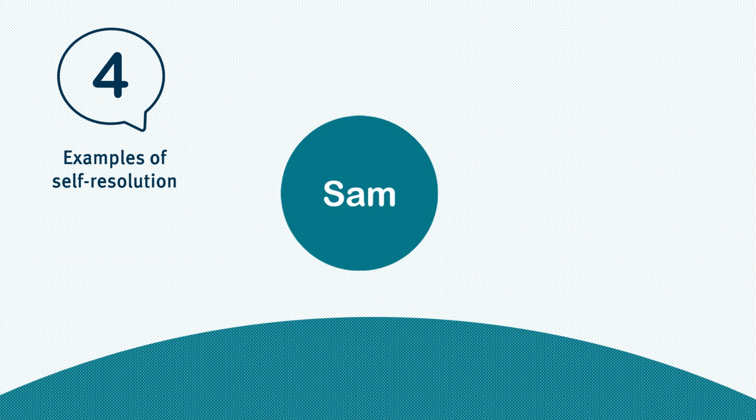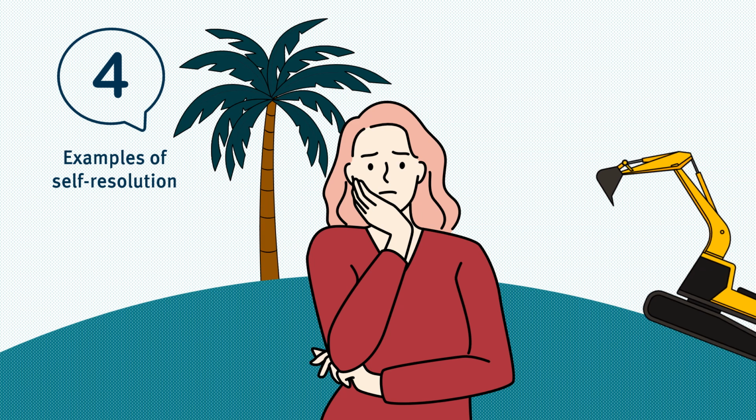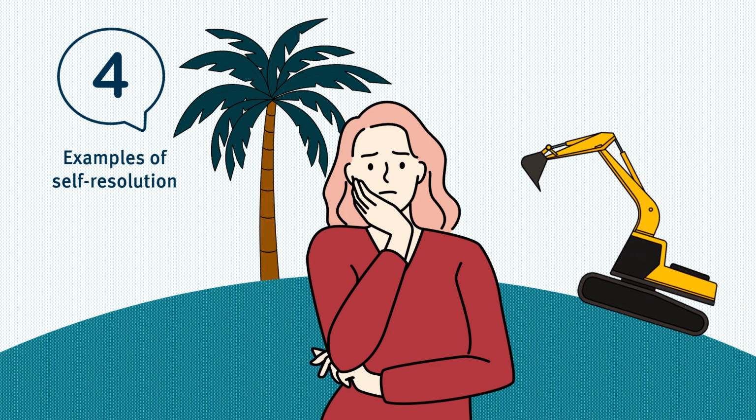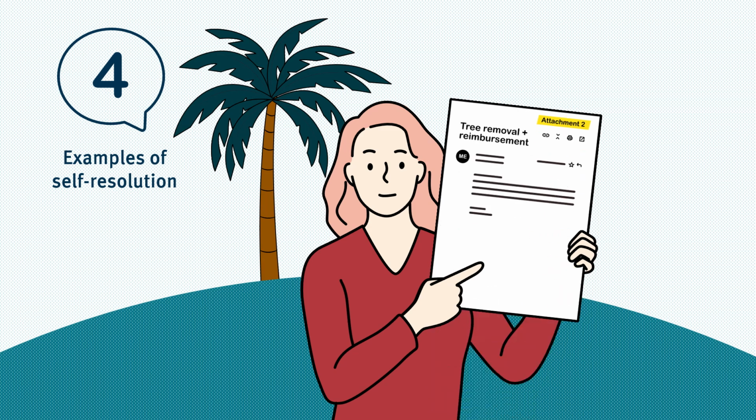Sam's Body Corporate passes a motion to remove a palm tree from her lot as it is believed the tree impacts common property pipes. Sam believes the tree is solely her responsibility as it is inside her lot. So, she obtains a plumber's report which states that the tree is not impacting any pipes. She provides this report to us, along with her letter to the Body Corporate asking them not to proceed and requesting reimbursement for the report cost.